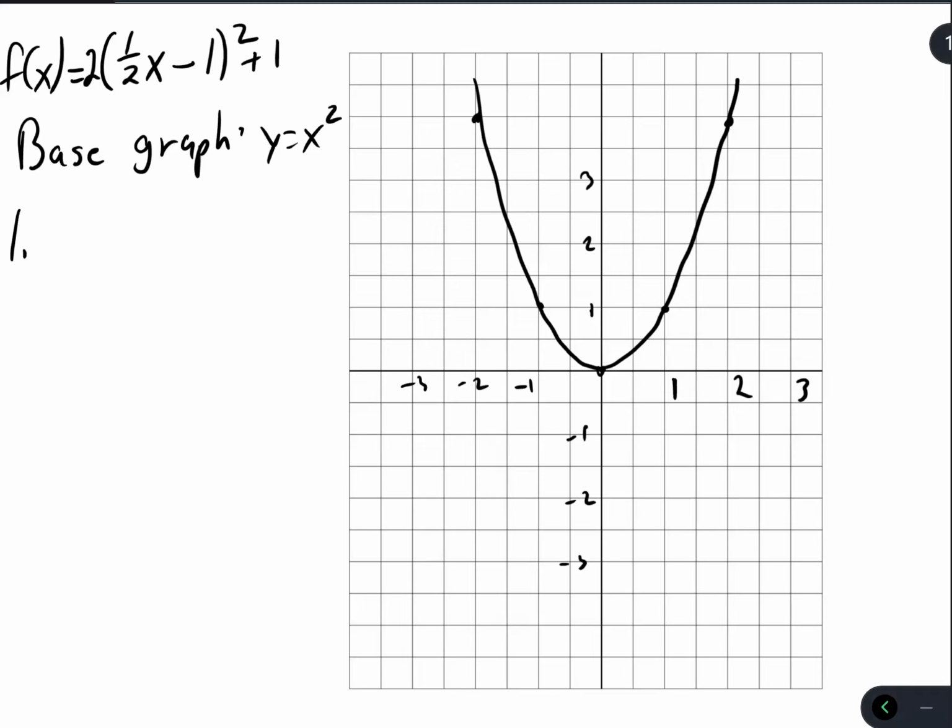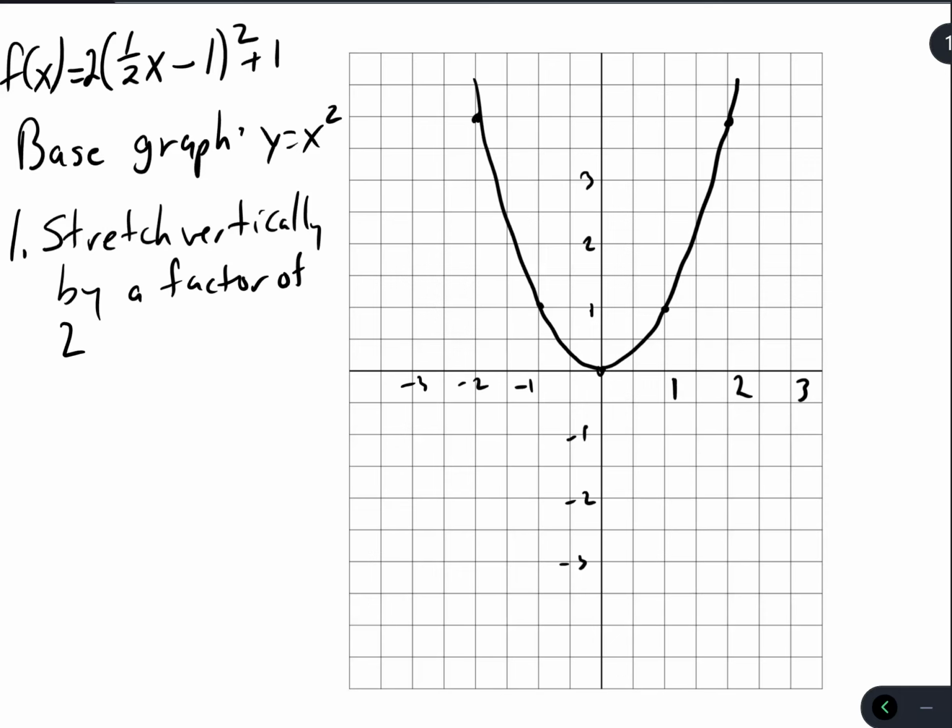Let's go in order from left to right with our transformations. First thing is we see a 2 multiplied on the outside. That represents a vertical stretch by a factor of 2 in this case, or multiplying all the y coordinates by 2. Again, the easy way to do that is just to multiply your scale by 2. So you get 2, 4, 6, negative 2, negative 4, negative 6. Done. Don't have to redraw a new graph. Literally just change the scale.